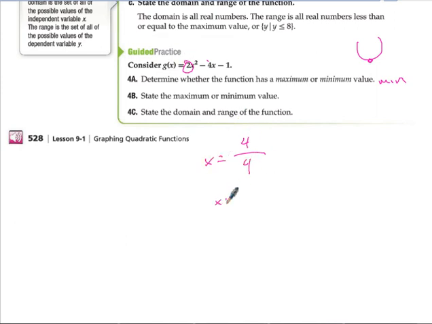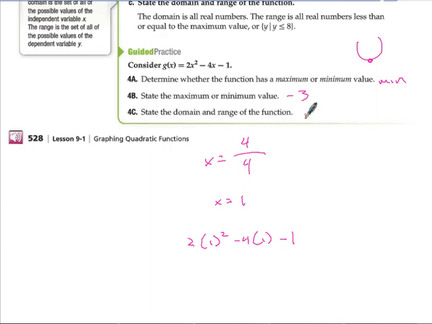So x equals 1. Then we're going to put the 1 back in to find the minimum value, because the minimum value is the y. So 2 times 1 squared minus 4 times 1 minus 1. You do all that, and hopefully you get negative 3. Right? That's 2 minus 4 minus 1, which is negative 3.